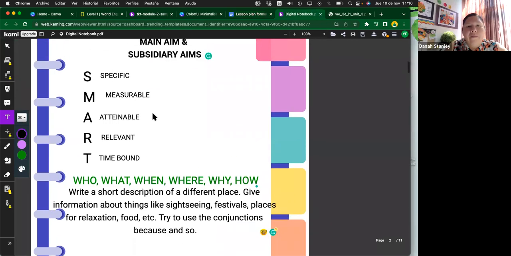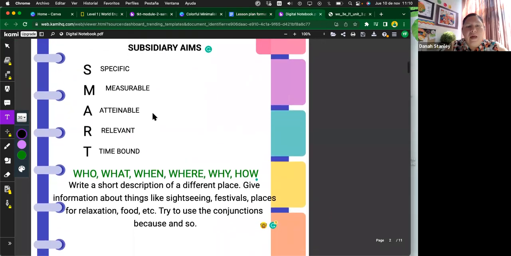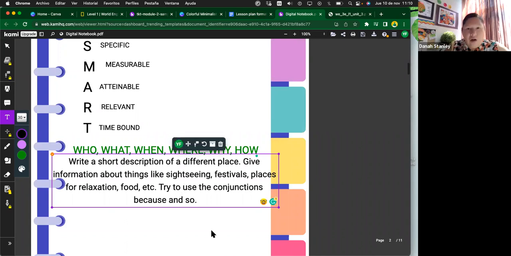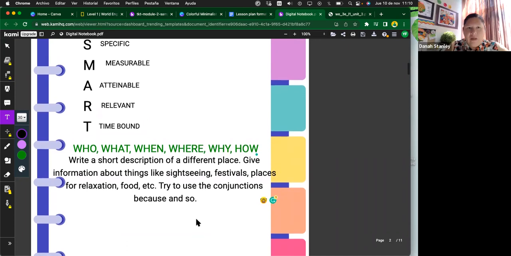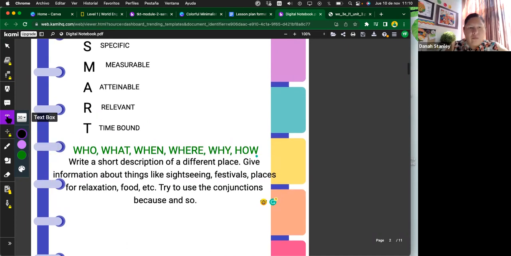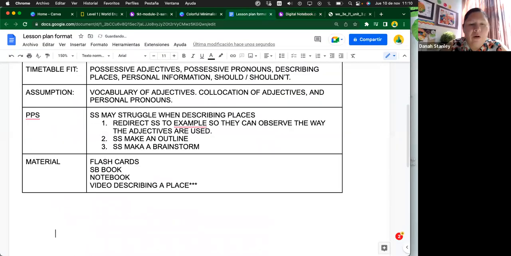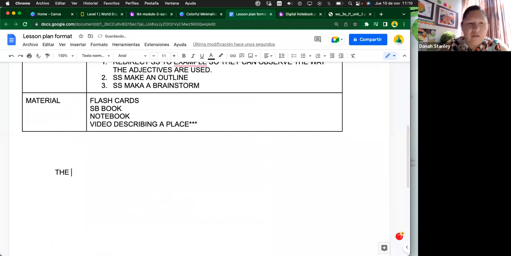I have the aim. The characteristics for the aim. This is the instruction. It's not the aim. It's the instruction of the activity. So, who? Students or learners. Aha, so the students. Let's put it here. The students. Why am I writing like this? The students.